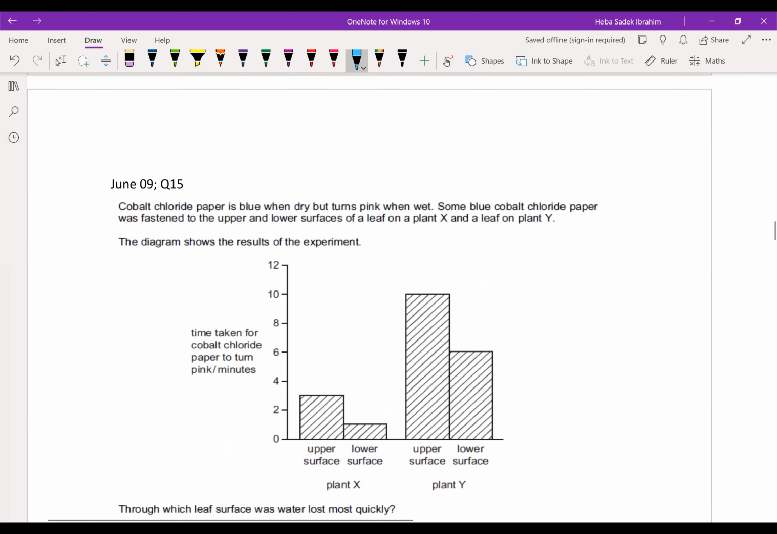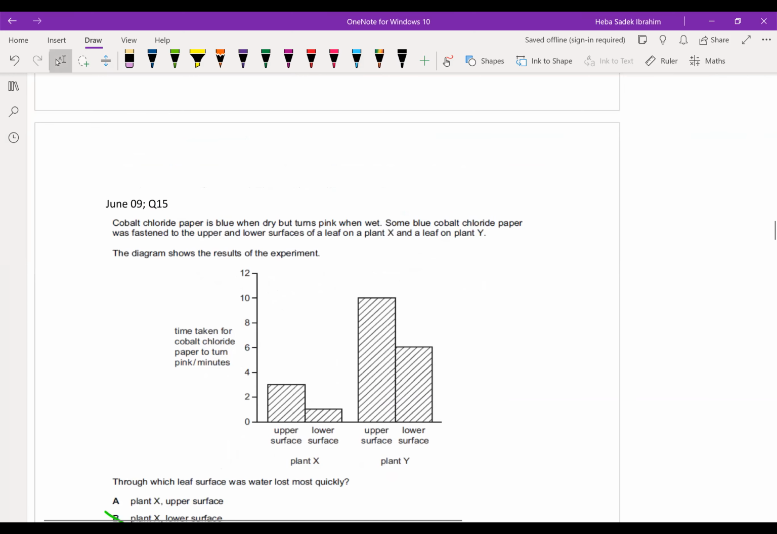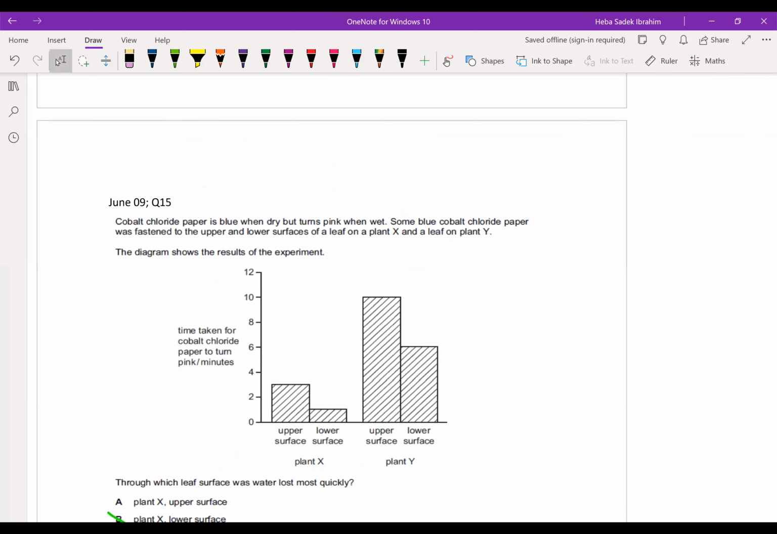طيب هنا السؤال ده سؤال ظريف بيتكلم عن cobalt chloride. فبيقول لحضرتك دلوقتي cobalt chloride paper is blue. Cobalt chloride paper is blue. When it comes in contact with water it becomes pink. كلام جميل جدا. فهم بيحطوا cobalt chloride paper on the surfaces of a leaf عشان يشوفوا how fast it turns pink.